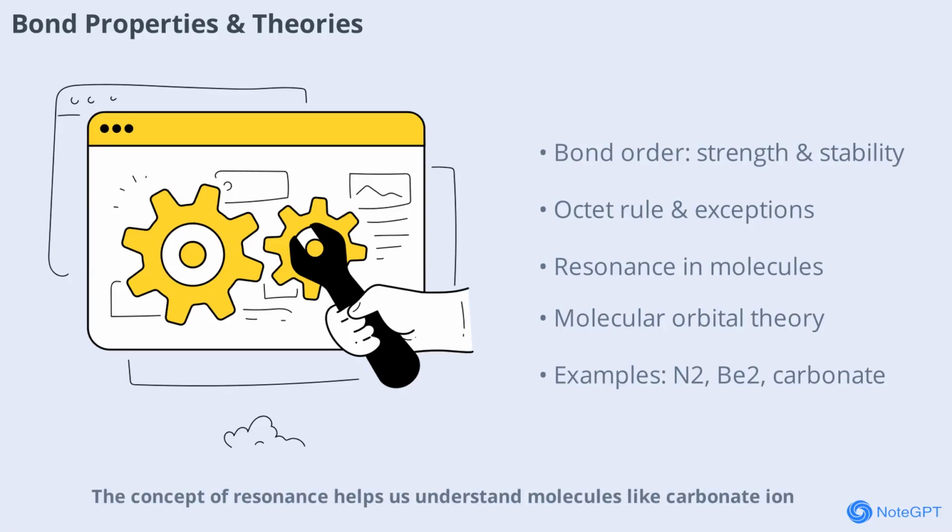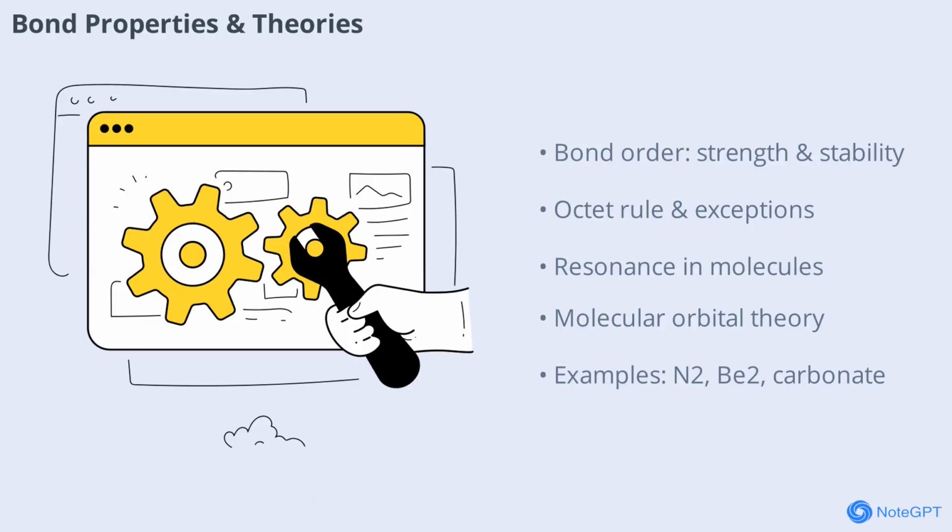The concept of resonance helps us understand molecules like the carbonate ion, where the actual structure is a hybrid of multiple Lewis structures. Finally, molecular orbital theory explains why some molecules like B2 don't exist due to zero bond order. These concepts together provide a comprehensive framework for understanding why molecules form, their shapes, and their chemical properties.